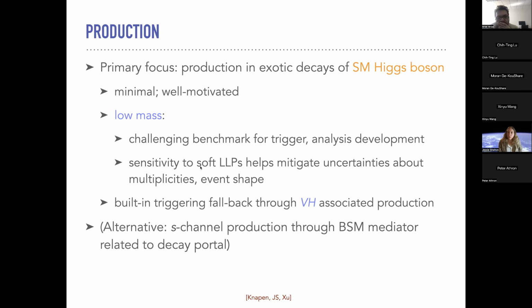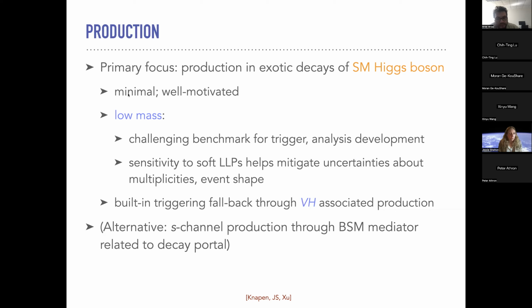And again, part of the reason why we are emphasizing this is because developing experimental sensitivity to soft long-lived particles, if that experimental sensitivity is as robust as possible, that will really help us mitigate the uncertainties about multiplicities and event shape on the theoretical side.